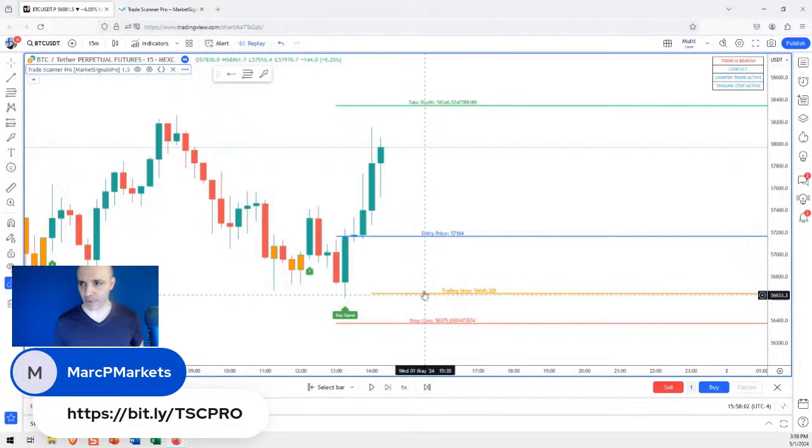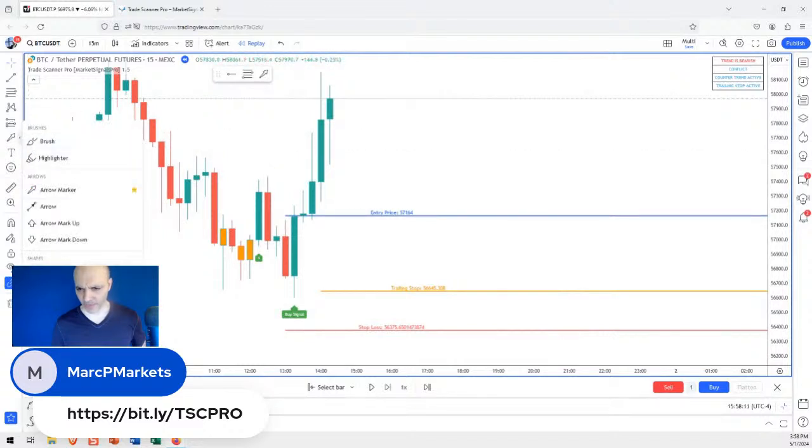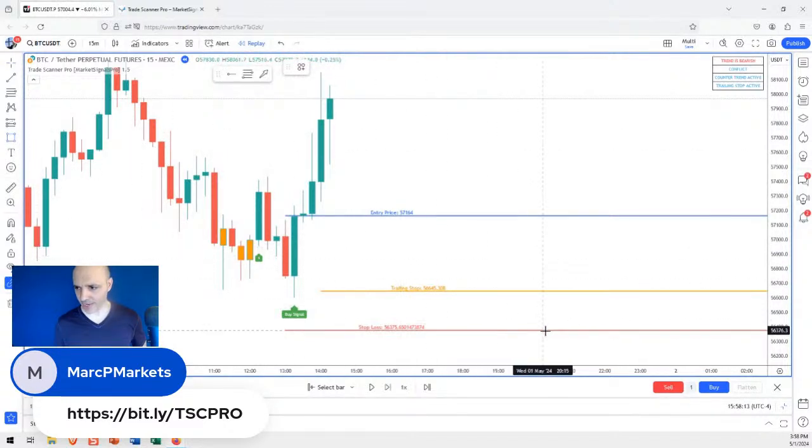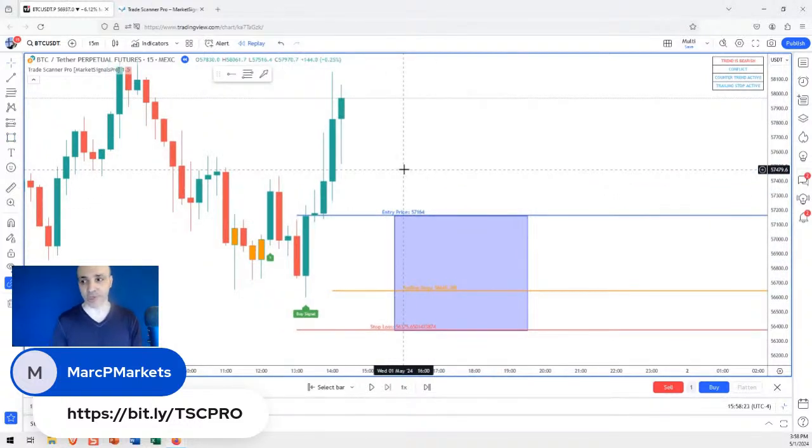And the trailing stop appears here, right? So before the trailing stop appears, obviously, we can measure risk. What is the risk on this trade? You can see the stop order on the chart here, the red line. So between the red line and the blue line, that's your risk. The trade scanner defines the risk so that you don't have to.